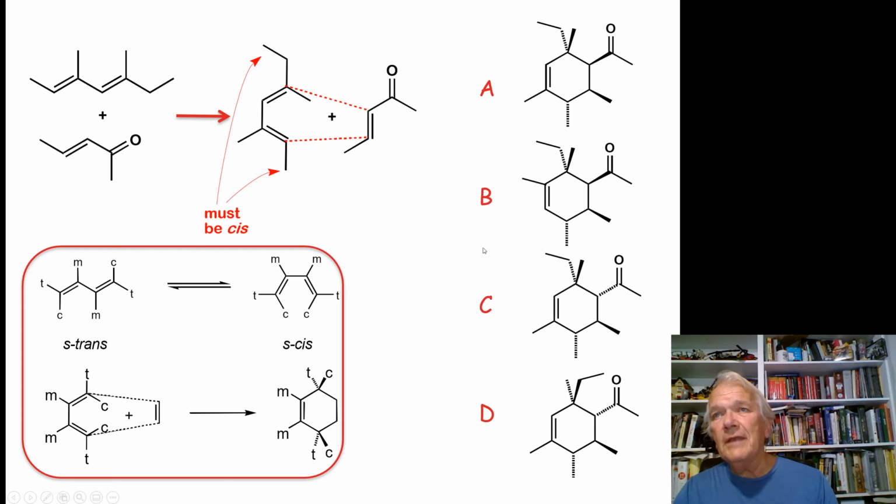So it's C. Actually, A and B are the same thing, aren't they? Well, no, they're not. Oh, the methyl moved. Of course, the methyl moved. Silly me. They're different, but they're both wrong. Anyway, this one's good. Okay, C is good. So that must be trans, and so that gives you molecule C.